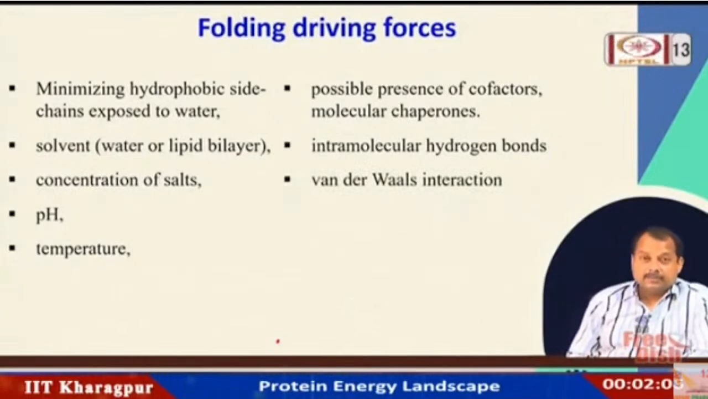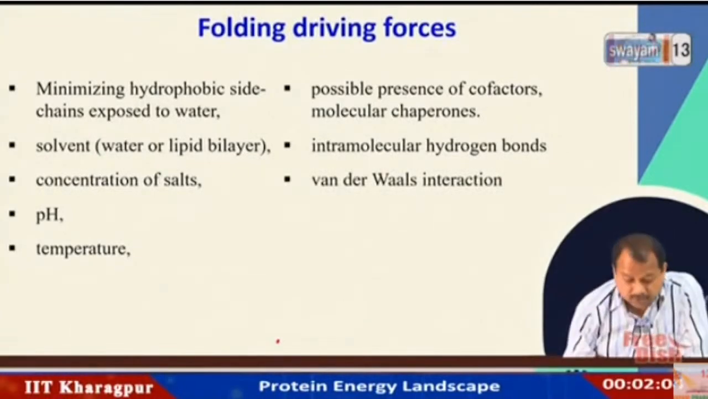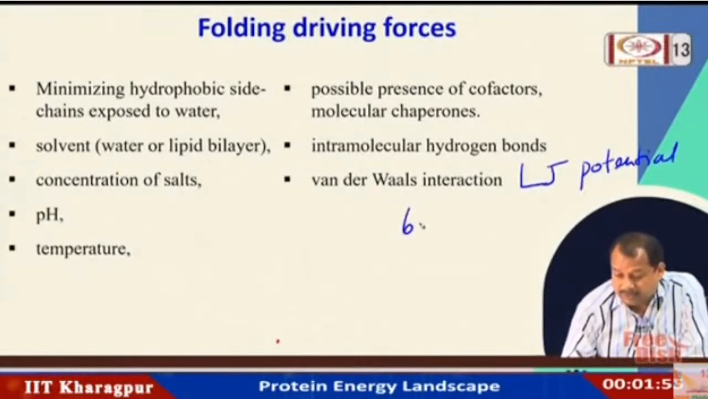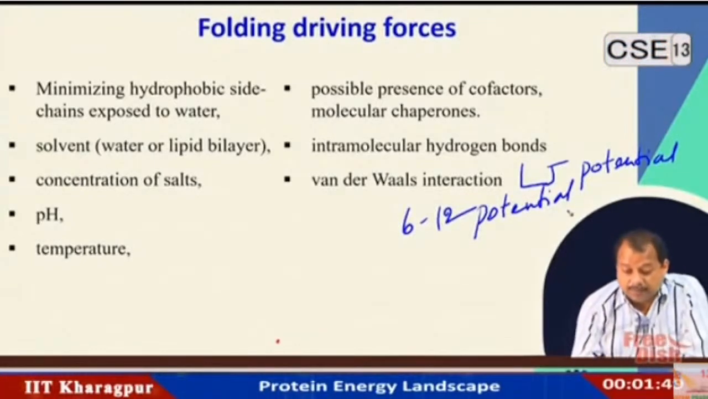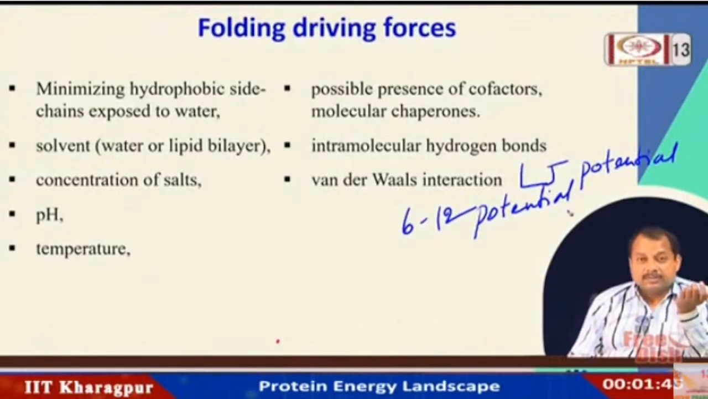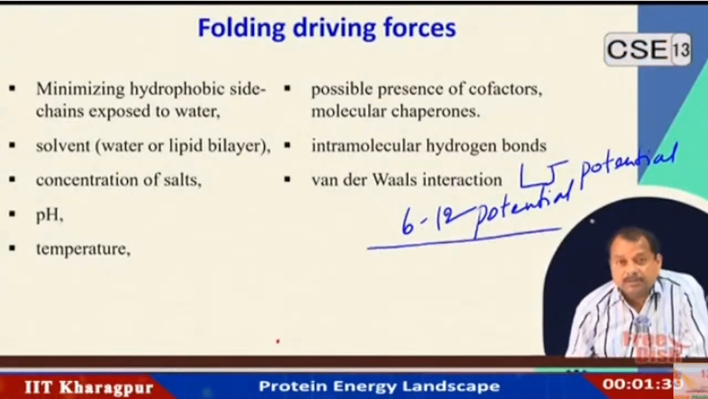Van der Waals interaction is also called the LJ potential or 6-12 potential, because there is a 6 and a 12 part. The equation says A divided by r to the power 12 minus B divided by r to the power 6. So, that part is also there.